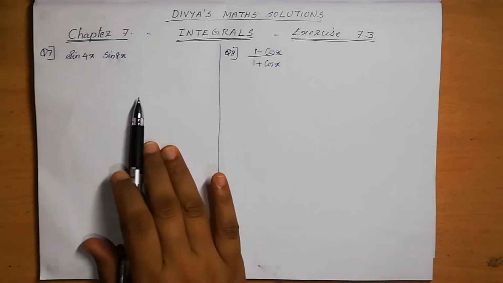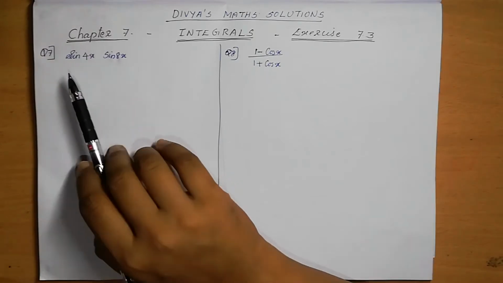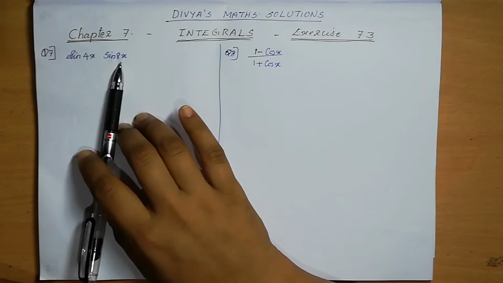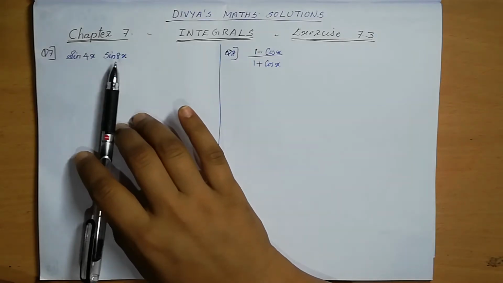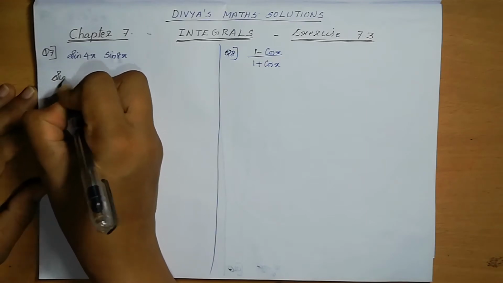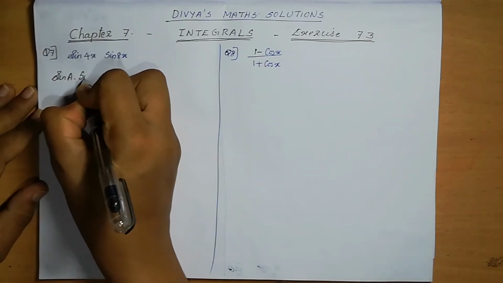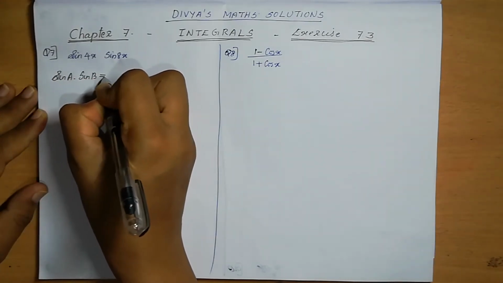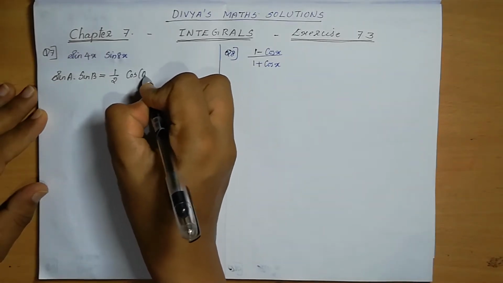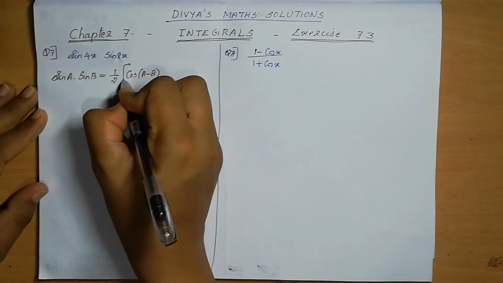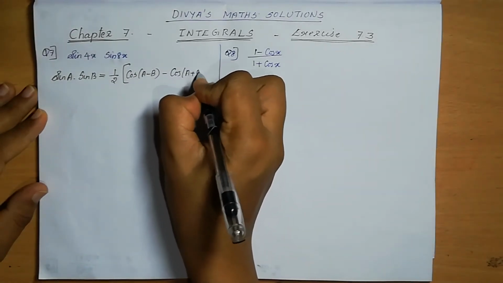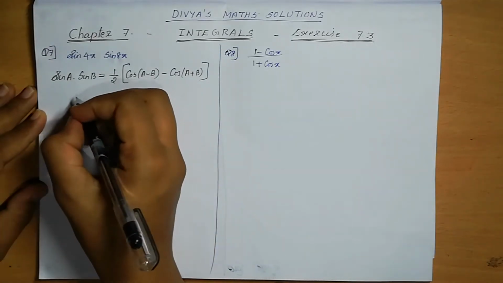Integrate sin 4x sin 8x. So here we are going to do the integration. This is also in the form of sin A sin B, which means we can apply the sin A sin B formula over here. We know that sin A sin B equals 1 by 2 into cos of a minus b minus cos of a plus b. So with this we can do the integration.